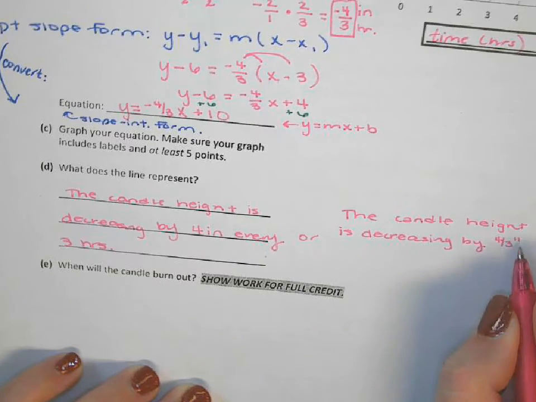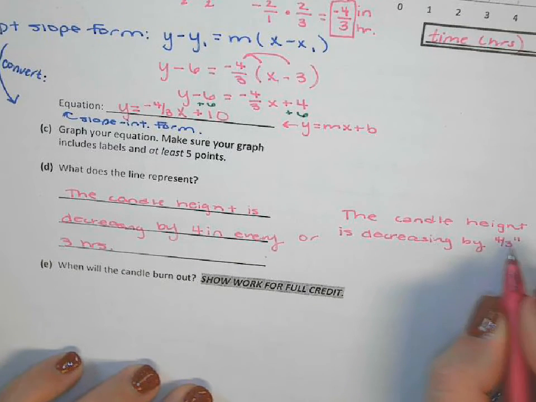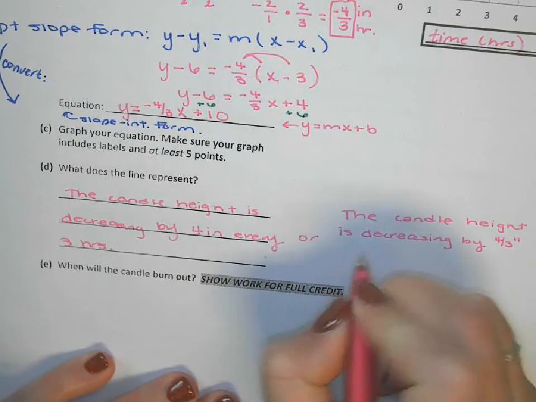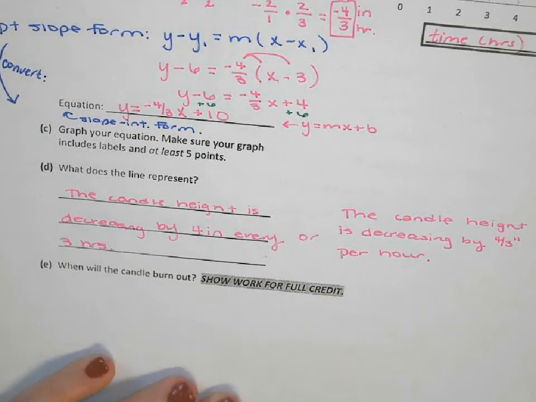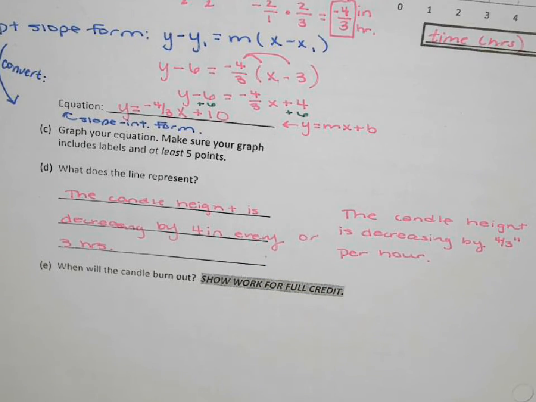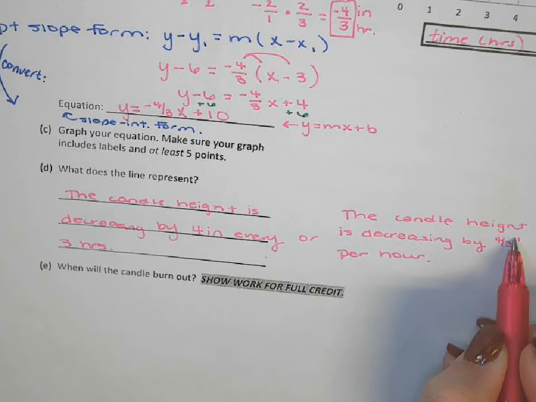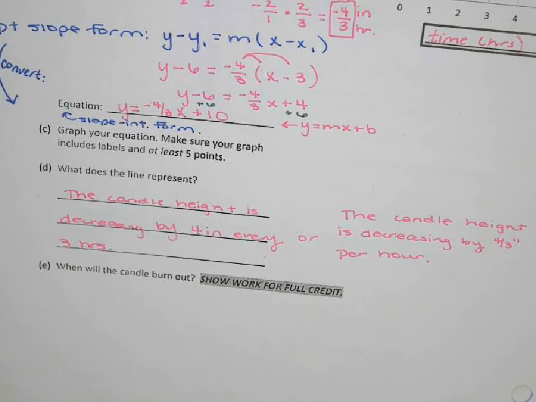That means inch. Are we okay with that? 4/3 of an inch per hour. If there was only 1 there, it would be a foot. 2 is inches.